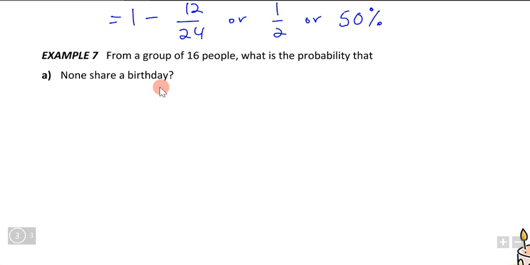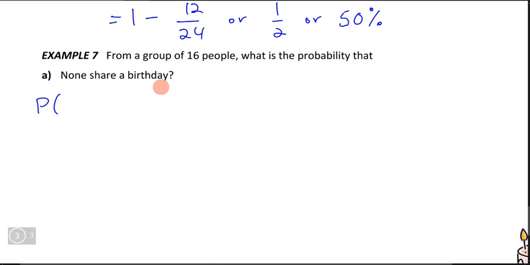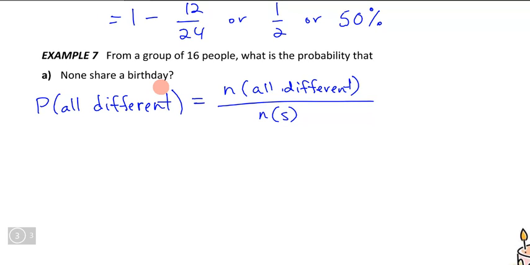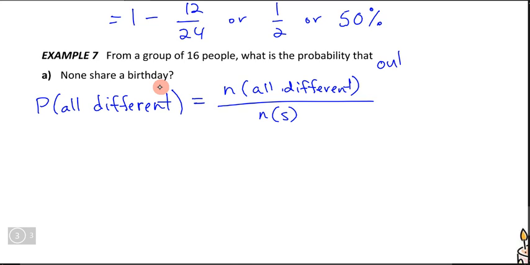Okay, I'm going to fill in something with our notes and then I'm going to explain. So first of all, you'd look at the probability that all are different. The probability that all the people have a different birthday equals the number of ways we can all have a different birthday divided by the total number. So n of s. It's important to note here that this is where outcomes are dependent on each other.